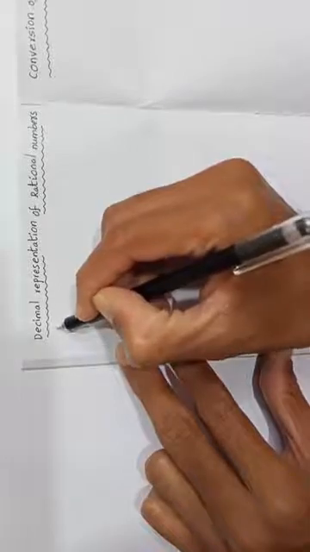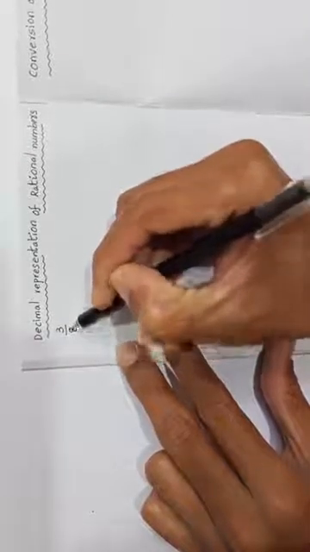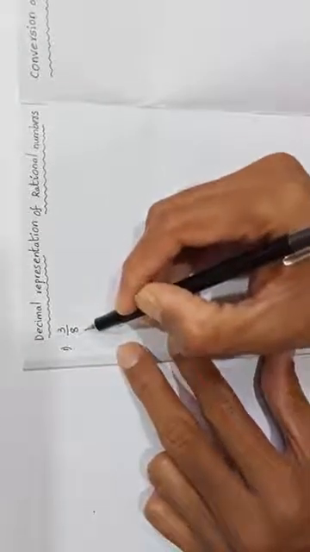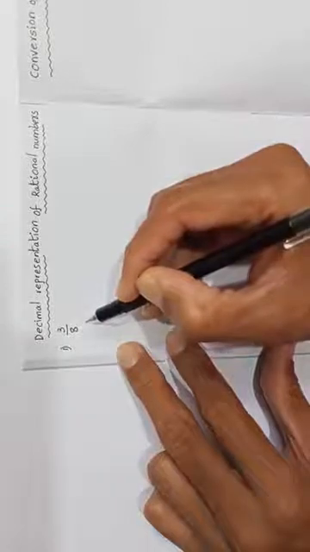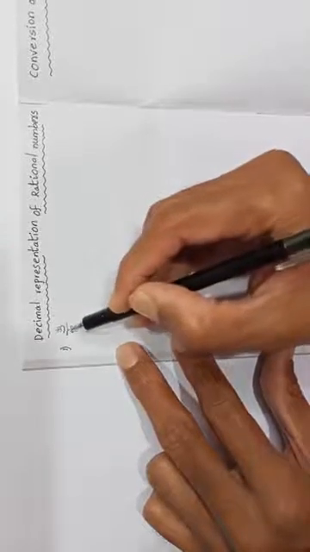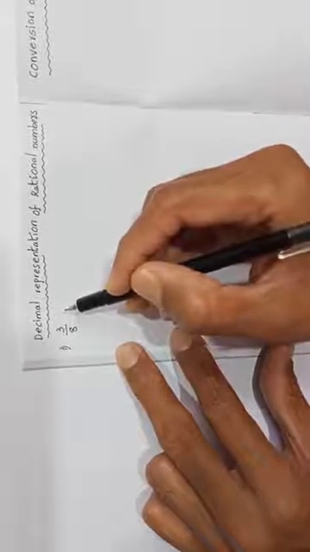3 by 8 is a rational number. So we can convert it into decimal form. Decimal forms are like 1.5, 0.25, all these are decimal numbers. So 3 by 8 we can convert into decimal form.